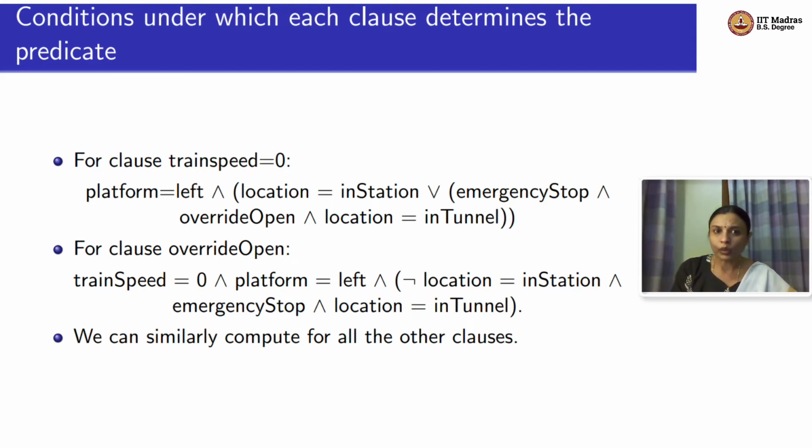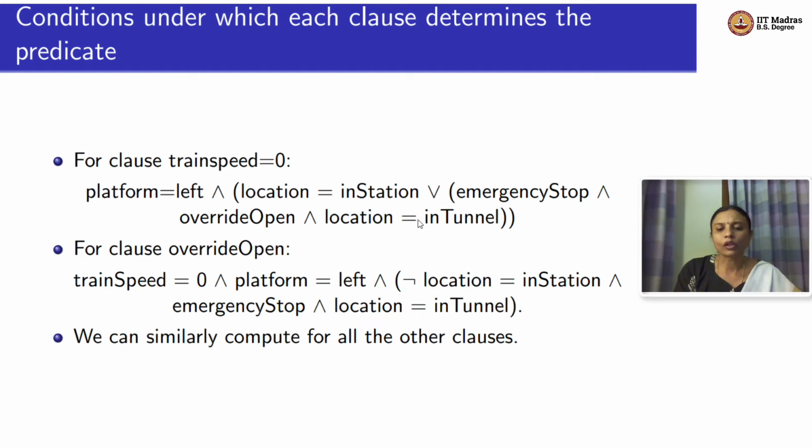So I am not showing the working out, and neither am I substituting here. What we've done is I've directly given you the formula. It'll be a good exercise for you to work it out. But let's consider one of the clauses. Let's say the train speed is 0. For this clause to be a major clause, the conditions under which this clause will determine the predicate are given here. If you do the working out that I just described, the resulting predicate will be this. Platform is left and location is in station, or emergency stop and override open and location is in tunnel.